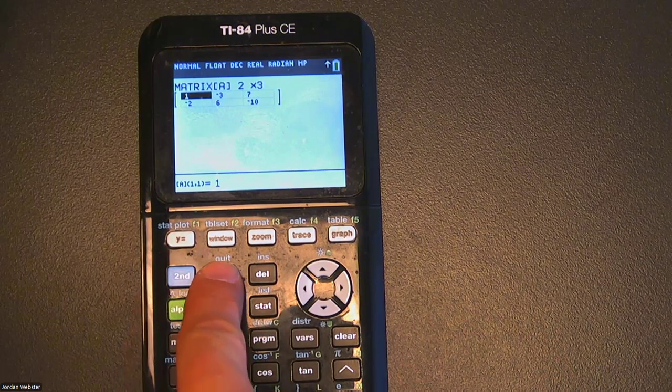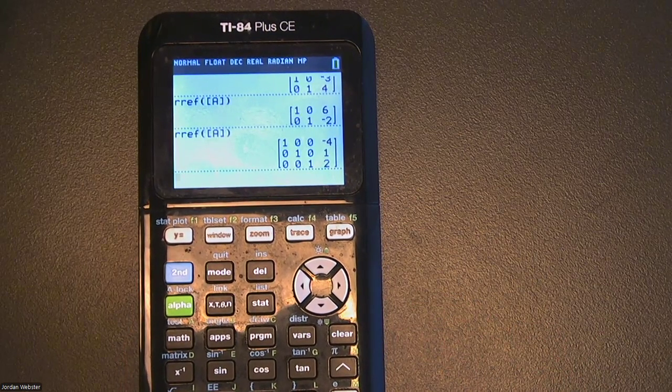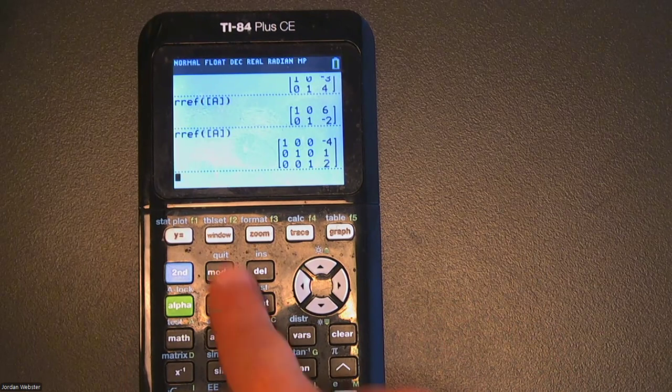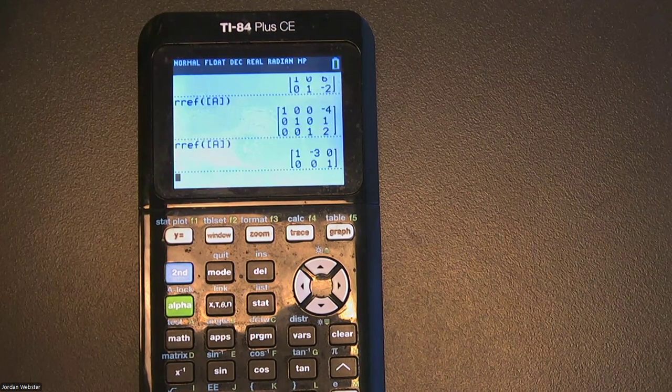I'll go back to the home screen. By the way, I've done RREF of A every time. If you do that every time over and over, if you don't want to go back to the matrix menu, you can just hit second enter. Now that you've changed your A, it'll do RREF of the new A, whatever it is.